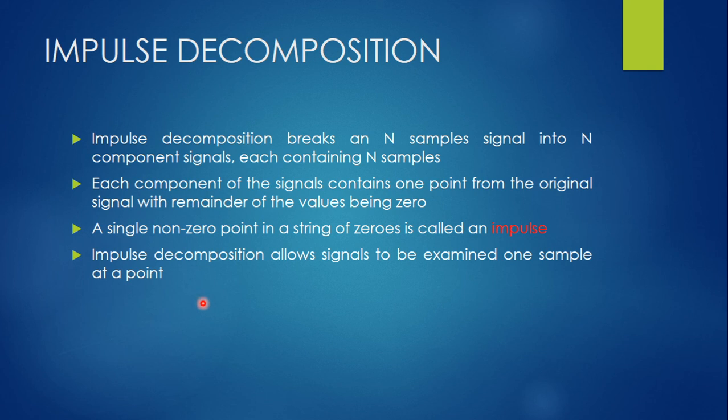Now, what is the use of the impulse decomposition? When you have to analyze a signal, you are analyzing only one sample, only one impulse. All others are 0. Then you take another sample, analyze it, and then take the third one, then you take the fourth one, and all outputs are combined together.